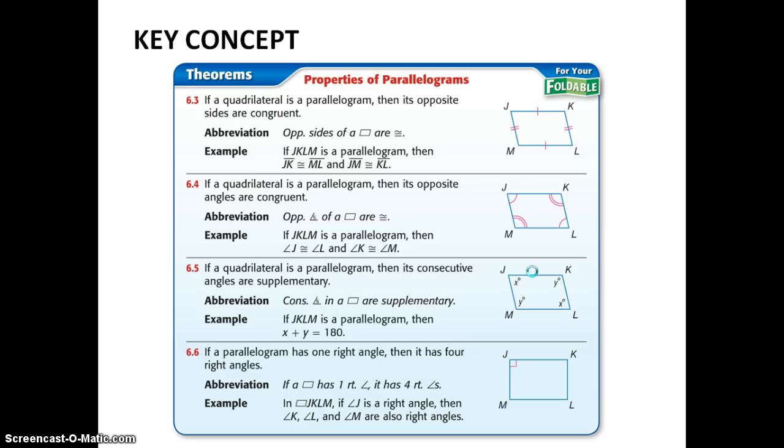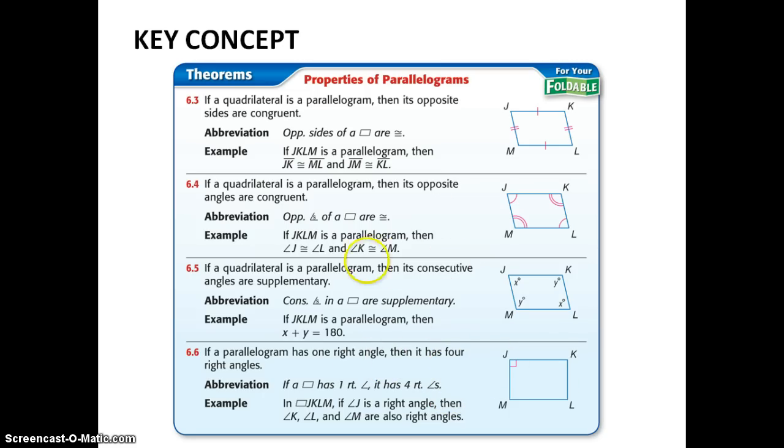These are all the properties of parallelograms. The first one says opposite sides are congruent. The second one says opposite angles are congruent. The third one says consecutive angles are supplementary. And the last one says if a parallelogram has one right angle, then it has 4 right angles.